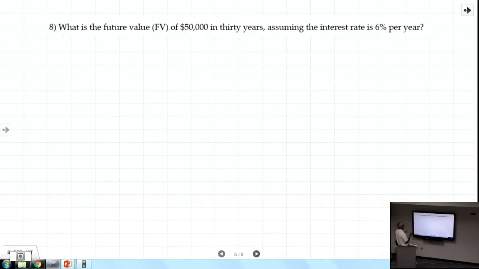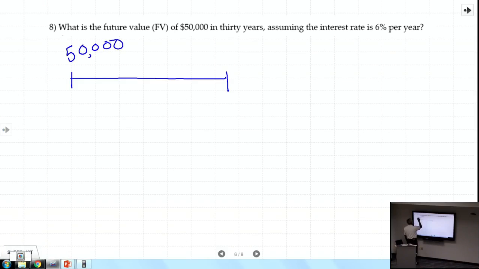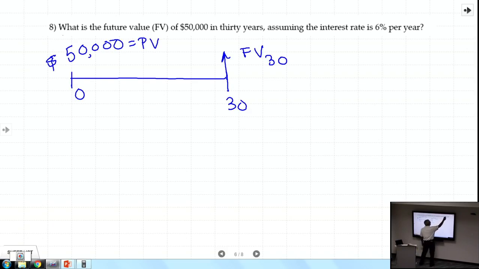Same thing here, taking the other aspect of this. This is again a one-time cash flow. What will be its future value? So this time I know the present value is 50,000. That's the present value. Now I have to find out the future value 30 years from today. So what's the future value in year 30, where the interest rate is 6%.